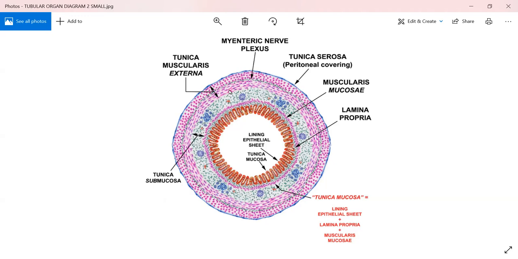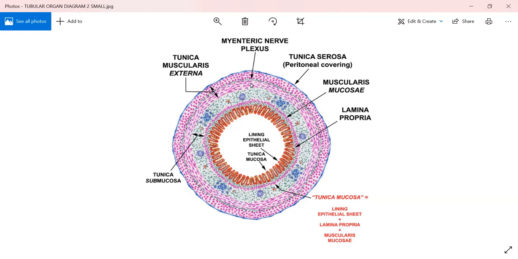And between these muscles, you can see connective tissue, a very thin connective tissue layer. This connective tissue is called the myenteric nerve plexus, and it can control the contraction and relaxation of these muscles. So the third layer is tunica muscularis externa. And after that, we have the last layer, which we call tunica serosa or tunica adventitia.